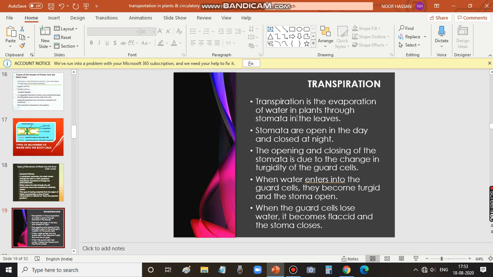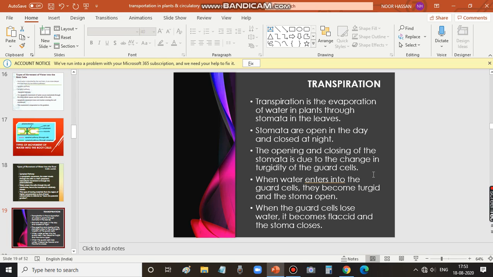Why are these stomata present? That is for the purpose of getting the water evaporated out of the plant. When there is more water, water needs to be removed, and that is done through this process called transpiration. Stomata are open in the day and closed at night. The opening and closing of the stomata is due to the change in the turgidity of the guard cells.